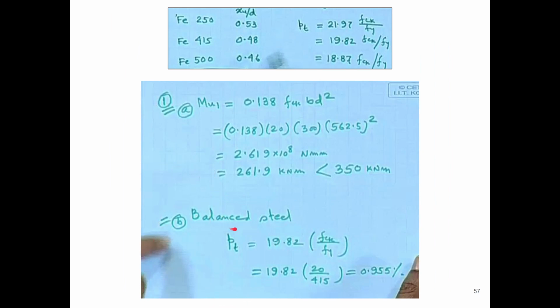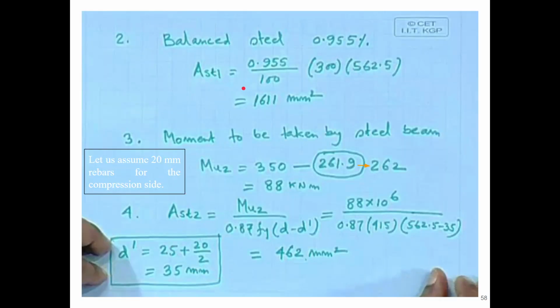Now we will see the balanced steel, which will be used for finding the Ast1 value. Balanced steel pt is 19.82 into fck by fy. So fck is 20 and fy is 415, and we get 0.955%, right? So therefore Ast1 should be how much? It will be 0.